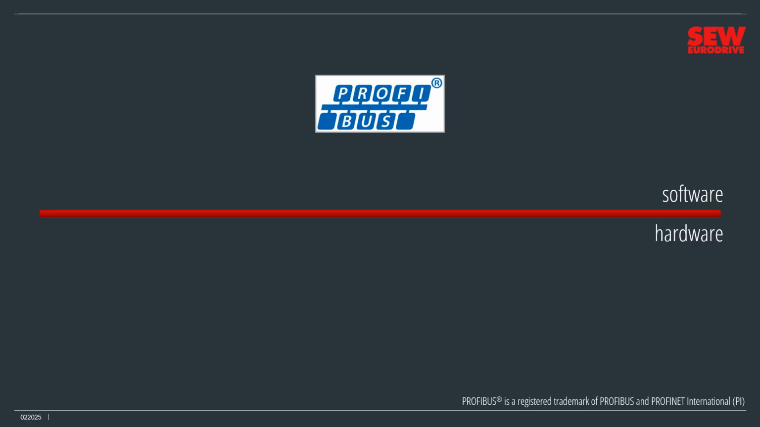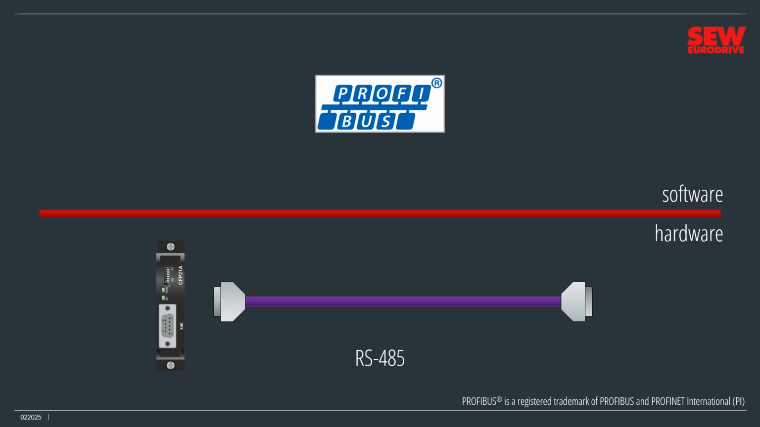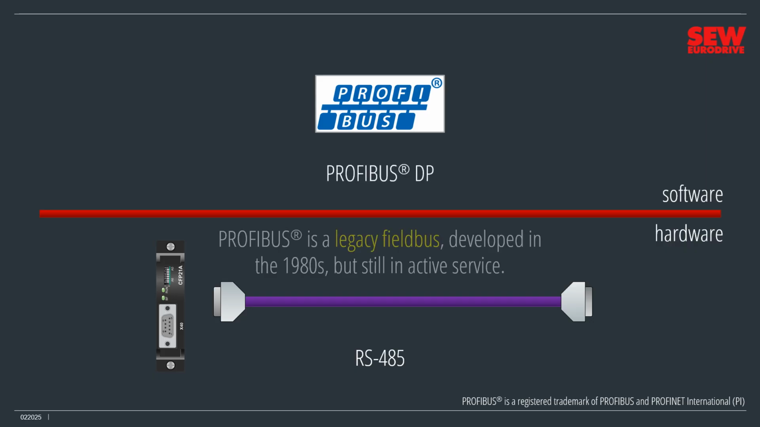Our final example is an older Fieldbus standard called Profibus. It too has been popular in Siemens systems. Profibus uses RS-485 for its hardware side. This makes it a much slower Fieldbus than those based on Ethernet. For its software side, it uses a protocol called Profibus DP. Profibus is a legacy Fieldbus developed in the 1980s but still in active service. For this reason, many manufacturers, including SEW Eurodrive, still support it.